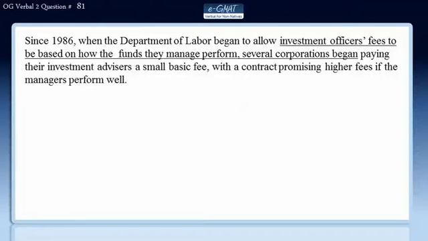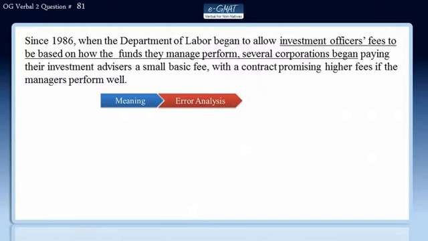We will solve question number 81 of OG Verbal 2nd edition by using the e-GMAT 3-step process. In the first step, we will understand the meaning of the sentence. In the second, we will evaluate the errors in the sentence. And finally, we will review all the answer choices to get to the correct answer.